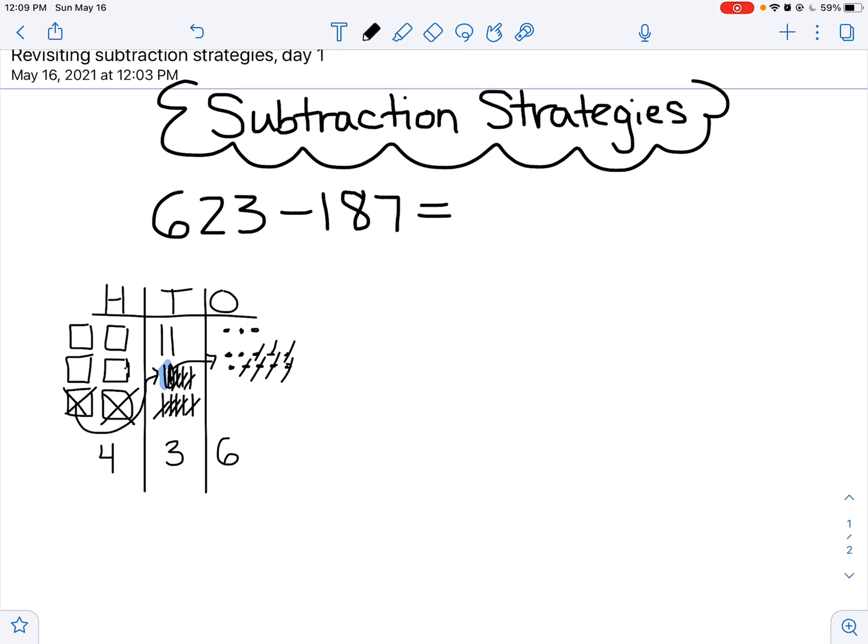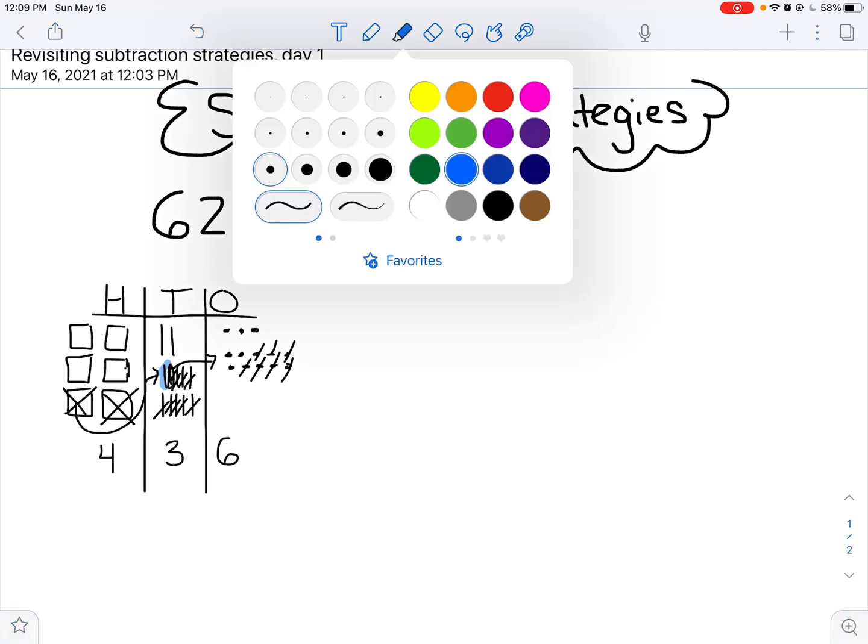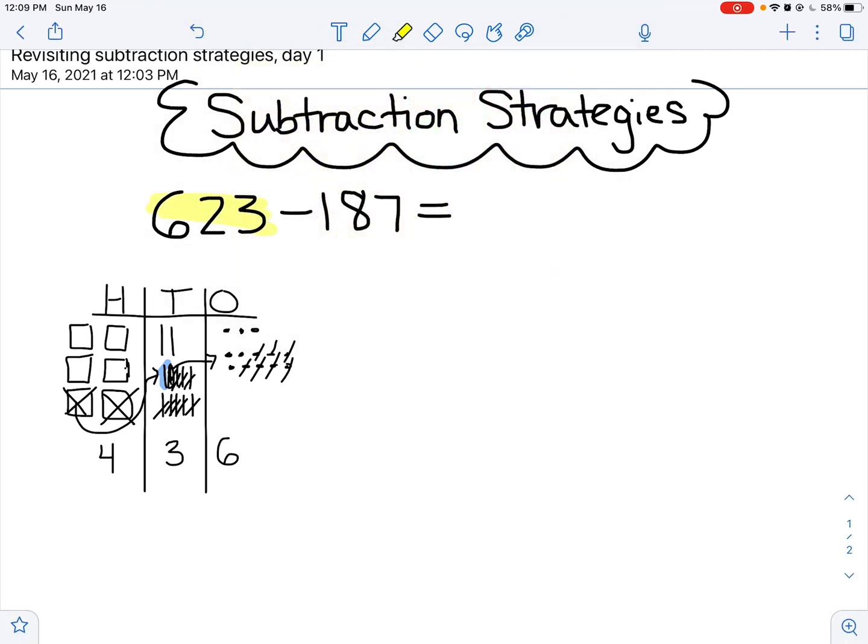So let's talk about how we can use our equations to do subtraction. Now, a lot of you have been trying this on your window panes, and some of you are forgetting my hint to keep this number whole. It makes things a lot easier. So I'm going to keep 623 whole, but I'm going to break down 187 and take away parts of that one at a time. So I'm going to take away 100 first, and I'll get 523.